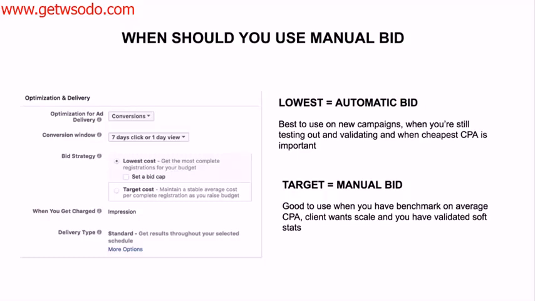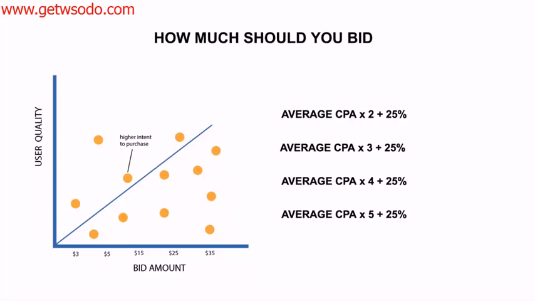So what should you put on your manual bid? Well, this is a calculation that has worked for us, and honestly, you can just double it as well. We've just found that this worked really well. Typically we'll test out a lot of different manual bids, especially if we're scaling using the horizontal scaling method. So what we would do is calculate the average CPA, times that by 2, and then add 25% to that as well. And then we would test out one where it's times by 3, times by 4, times by 5, etc.